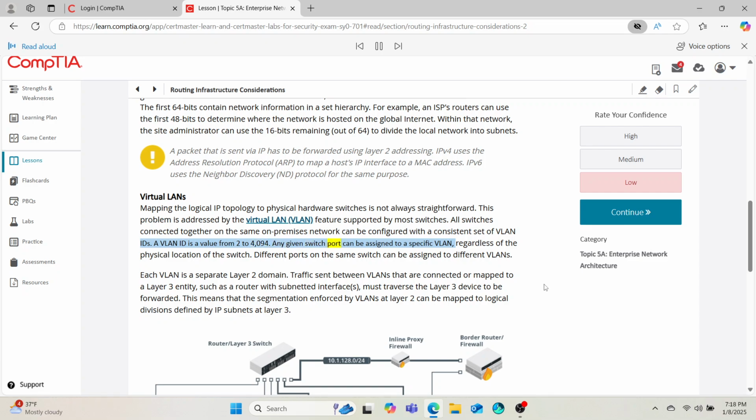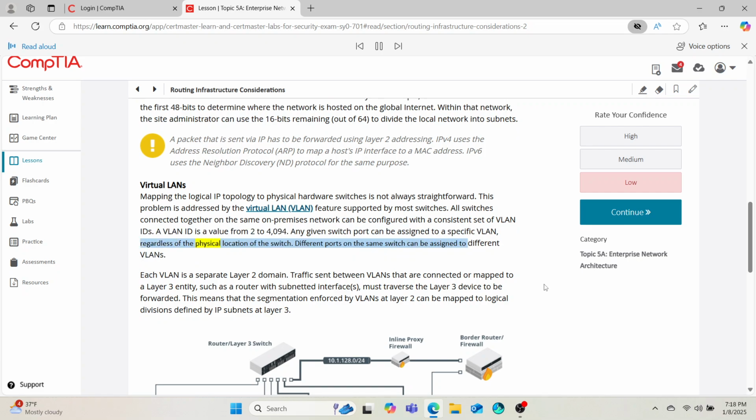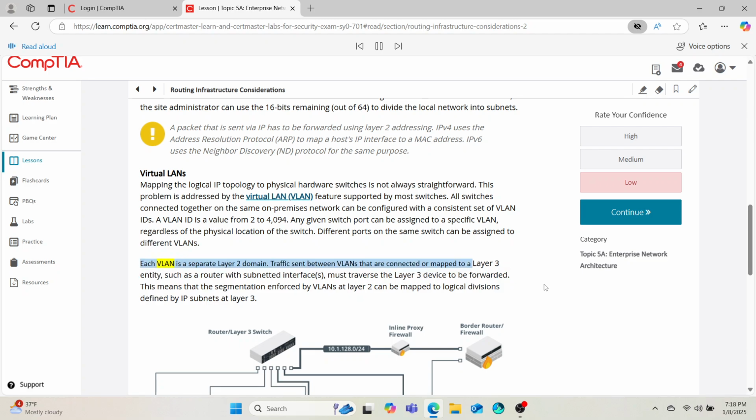Any given switch port can be assigned to a specific VLAN, regardless of the physical location of the switch. Different ports on the same switch can be assigned to different VLANs. Each VLAN is a separate layer 2 domain.